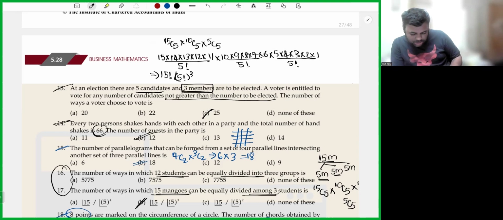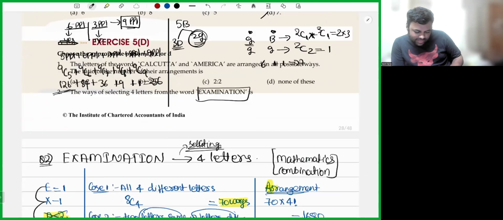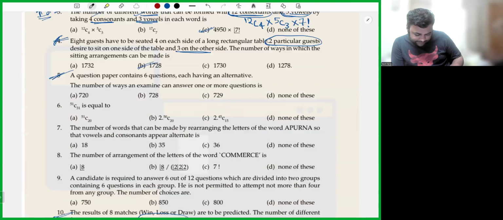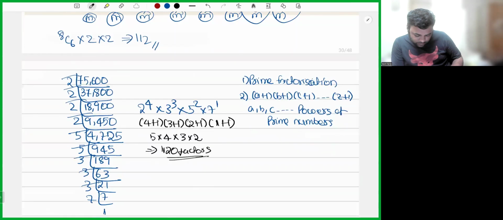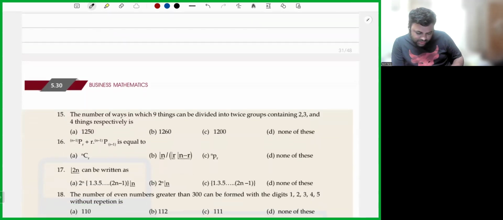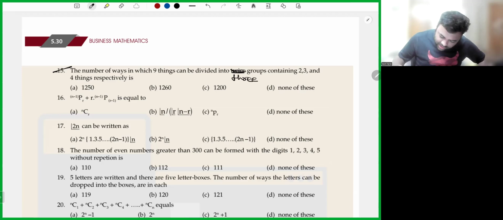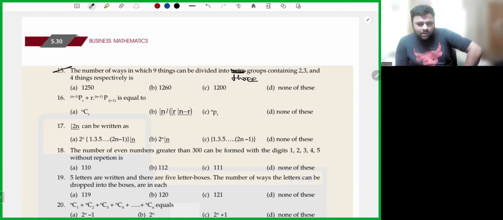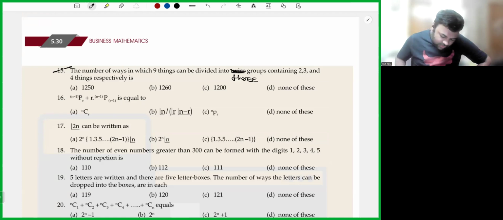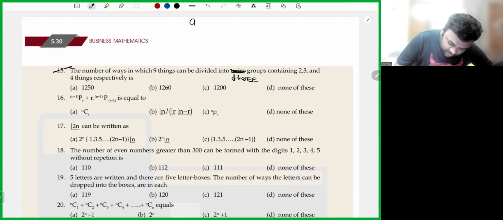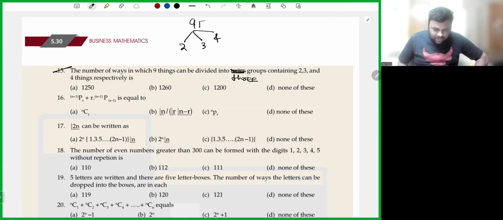Now see this one more question. Exactly the same pattern. This one, the 15th one. The number of ways in which 9 things can be divided into 3 groups containing 2, 3, and 4 things respectively. 9 things you need to divide into 3 groups containing 2, 3, and 4 things respectively.